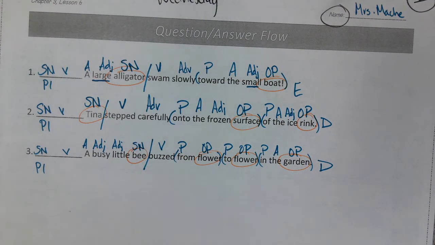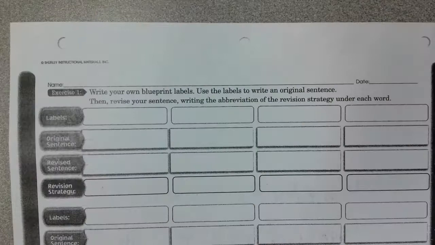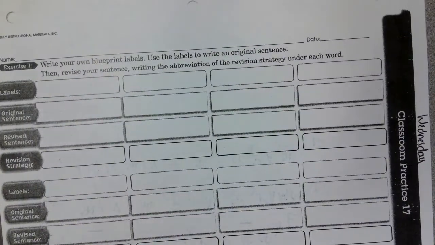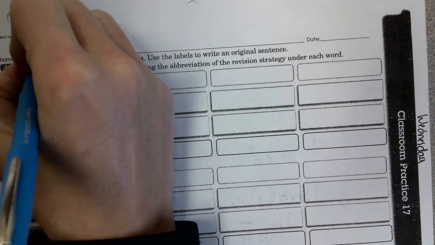Go ahead and flip it over. When you flip it over, today we have our classroom practice 17, where we're going to write one of those blueprint sentences again. Go ahead and write your name on the back too, that always helps.